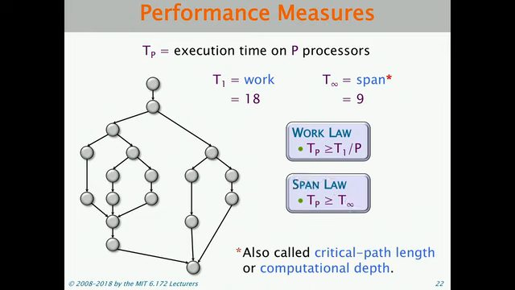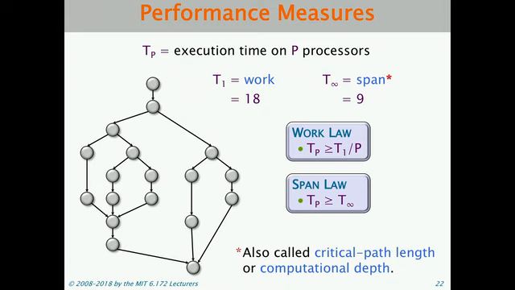All right, so let's look at another law. This is called the span law. It says that T sub p has to be greater than or equal to T sub infinity. So the execution time on P processors has to be at least the execution time on an infinite number of processors. Anyone know why the span law has to be true?